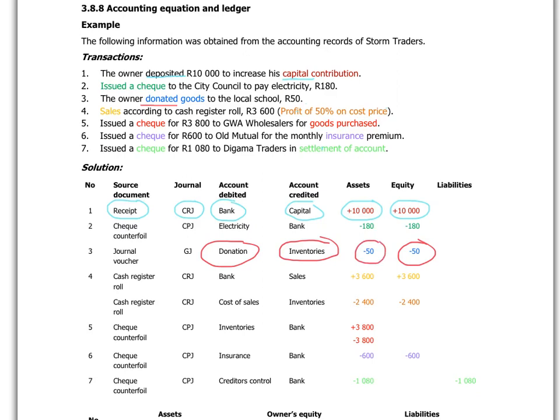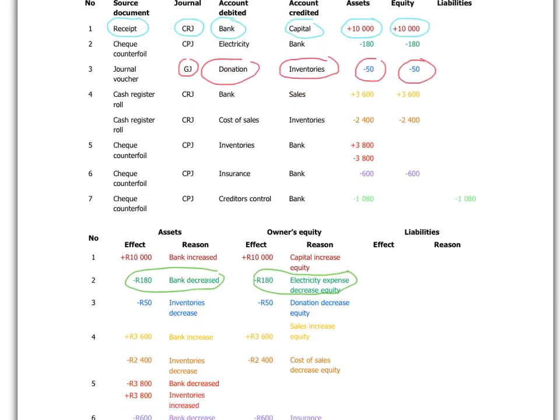This entry can't be completed in any of the other journals because there's no money involved and we didn't buy or sell goods. Any entry that does not fit in another journal will be recorded in the general journal. And the source document will either be a journal voucher or a journal narration that will explain why this specific entry was completed.